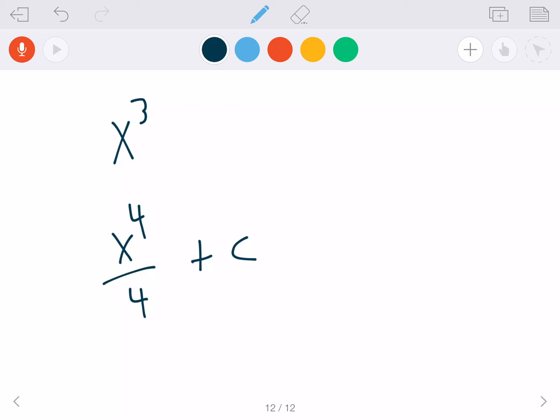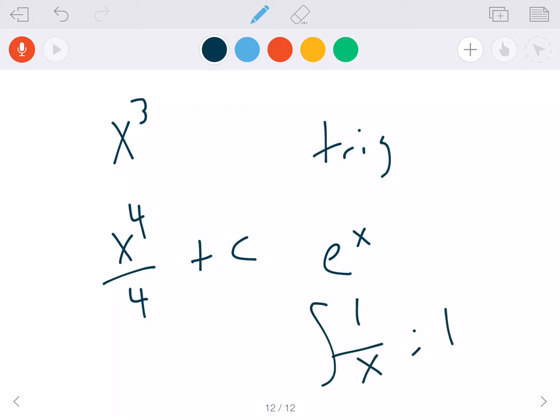Some of our special cases, if we can't do it by the power rule, your trig functions, you just have to work backwards from the derivative. There's no good way around it. You just have to go backwards from the derivative. Don't forget that the integral of e to the x is just e to the x. And don't forget that 1 over x, the integral of that, gives you natural log of x.